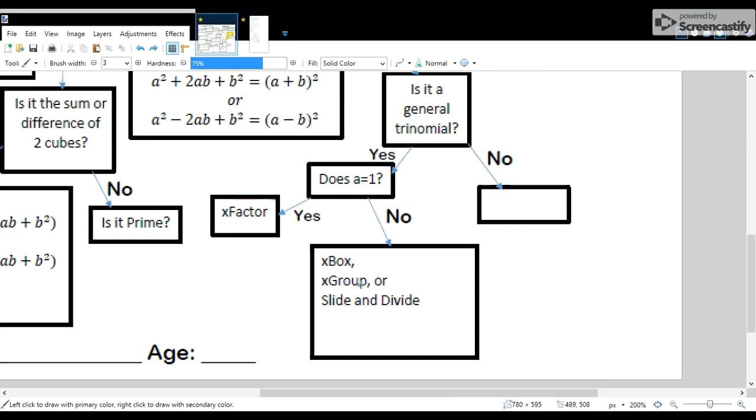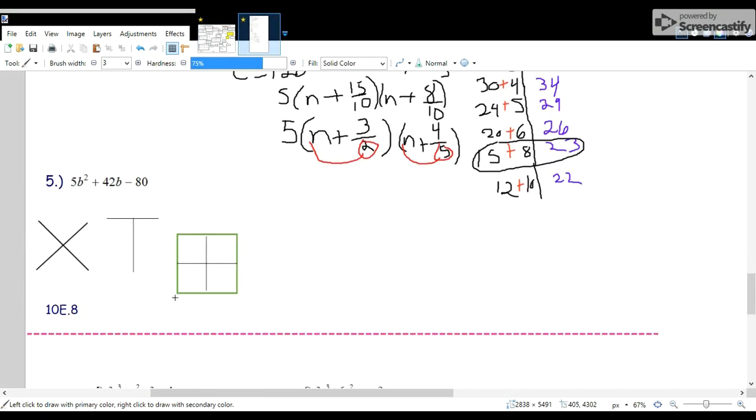Okay, another method is the X box. If we look at page 8, we're going to do that method. So we have 5b squared plus 42b minus 80. First we see if we can factor out anything. No, they're not all even. They're not all divisible by 3 or 5 or 7. So it looks like there's no GCF here.